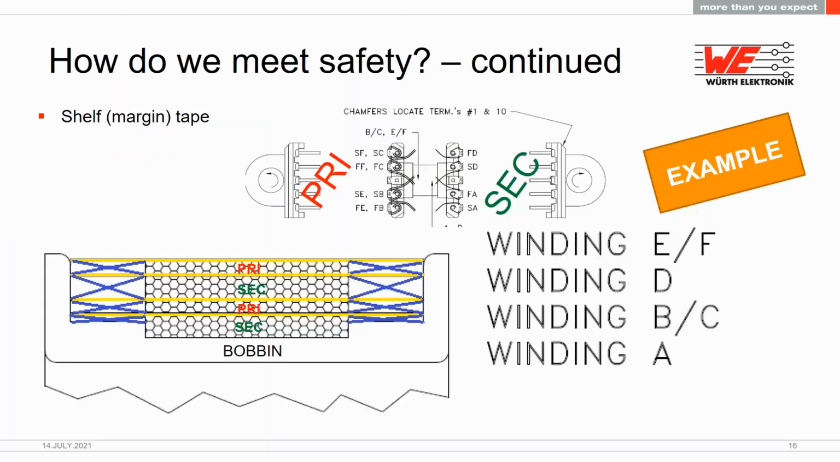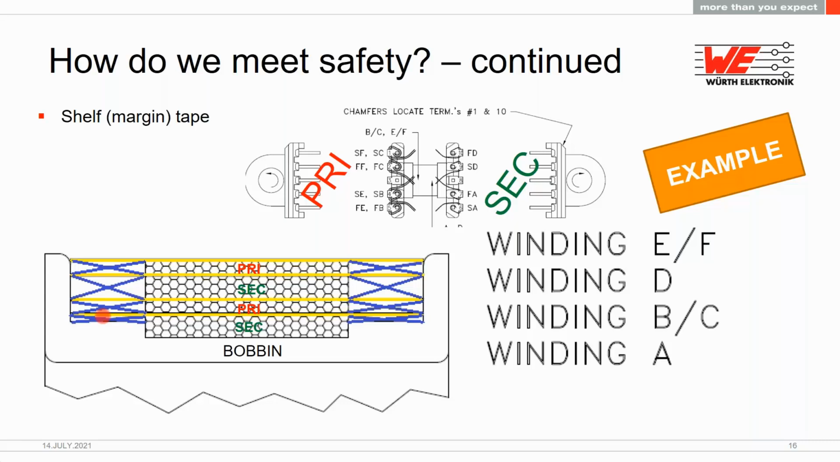The first method is one in which we use tape to meet our necessary creepage and clearance distances. These blue X's shown here on the screen are intended to simulate multiple layers of tape stacked up along both sides of the winding area of the bobbin.